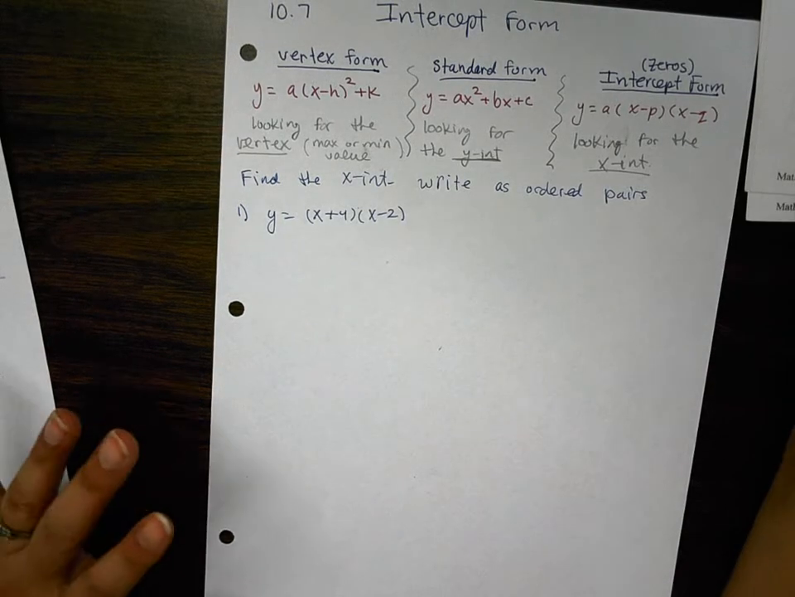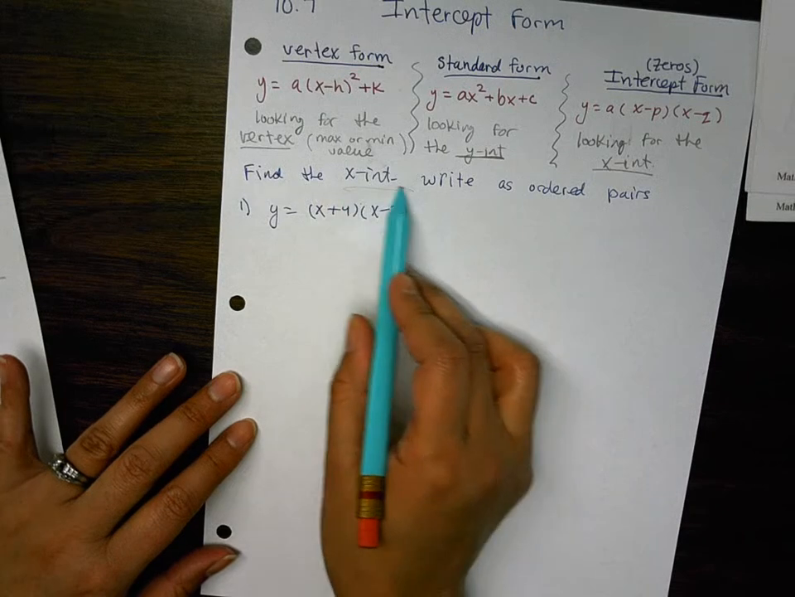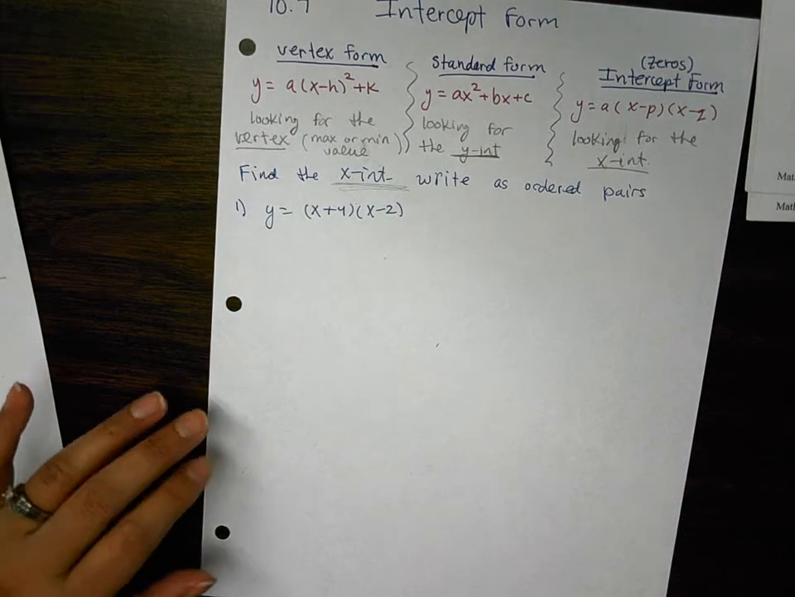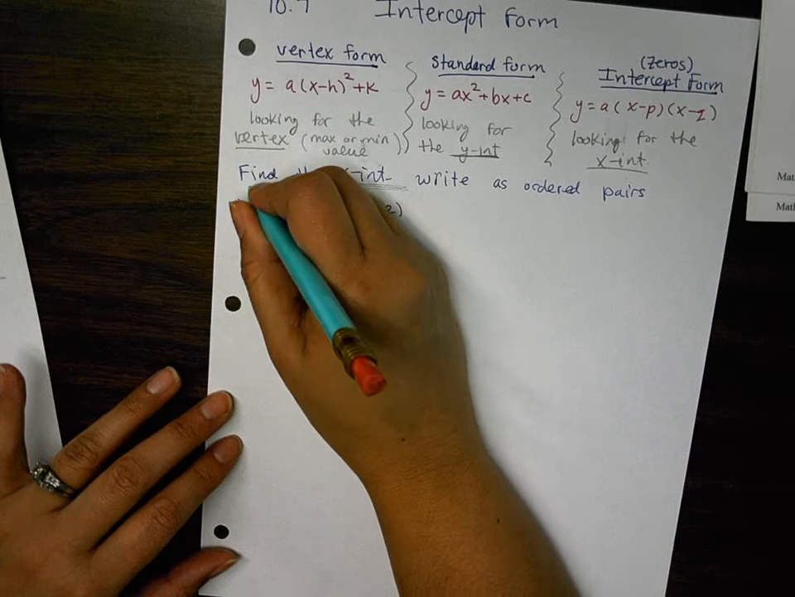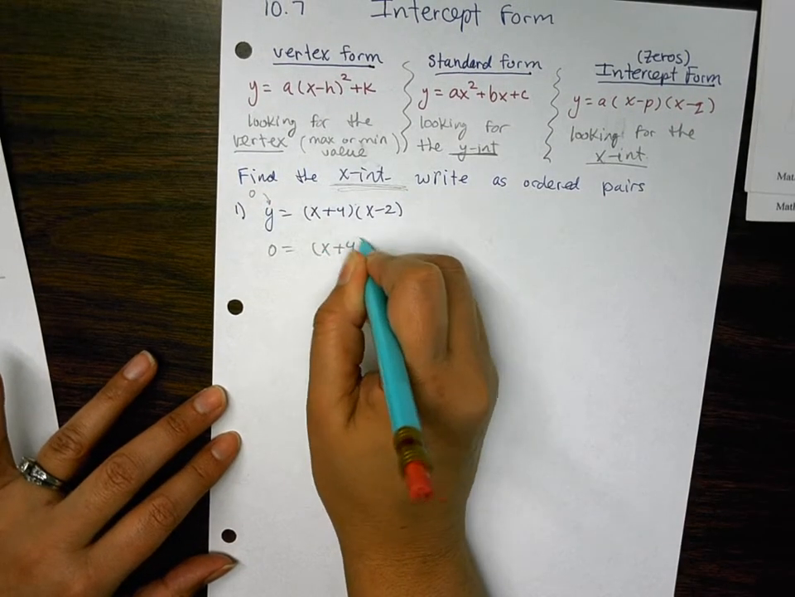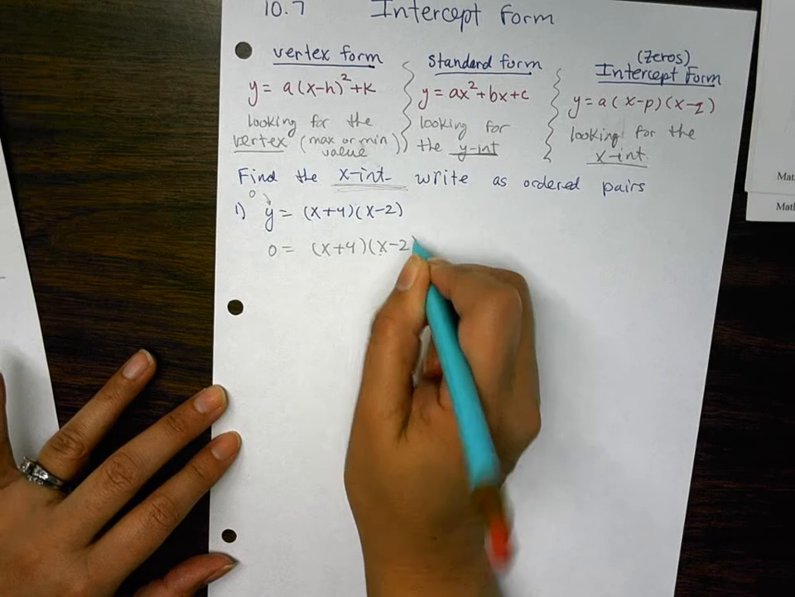Now we are being asked, what are the x-intercepts? Now we've talked about this for quite a few days now. If I'm looking for the x-intercept, where am I going to plug in 0? For what letter? For the y. I'm going to make y 0 and solve.